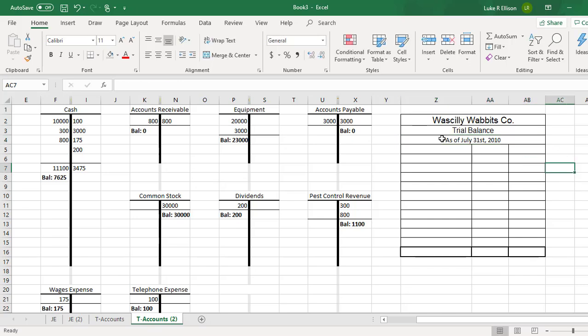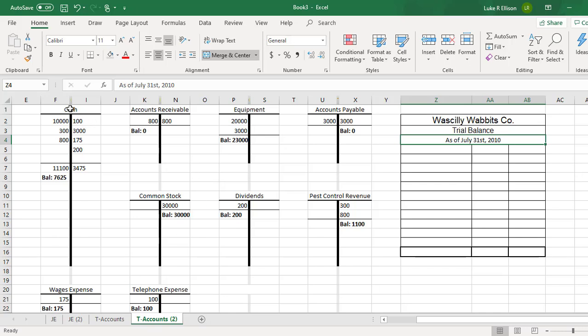Now notice here, the date is going to be titled in a similar way to what we did on the balance sheet. And the reason is, this is our trial balance as of one point of time, unlike the income statement, which is for a period of time. So you're going to want to put as of July 31st, 2010.